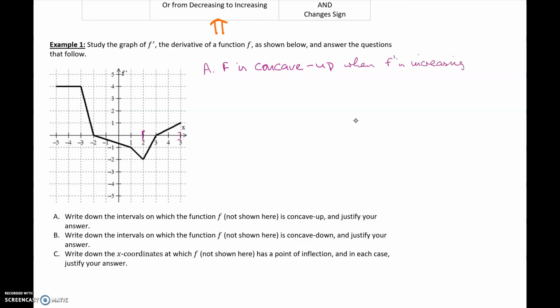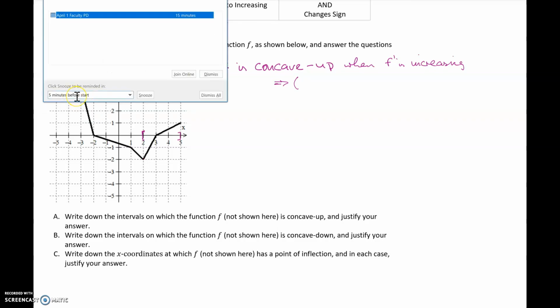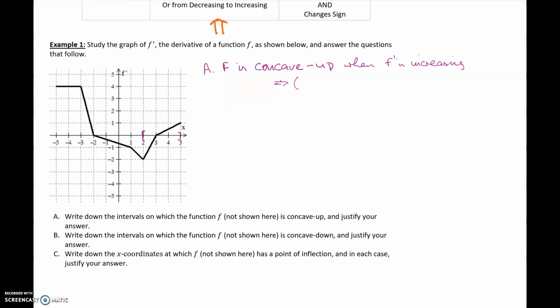So that means, beg your pardon, sorry about that interruption. That means from, I need to check that actually. Okay, from 2 to 5. Okay, so f is concave up when f prime is increasing. That means from 2 to 5.